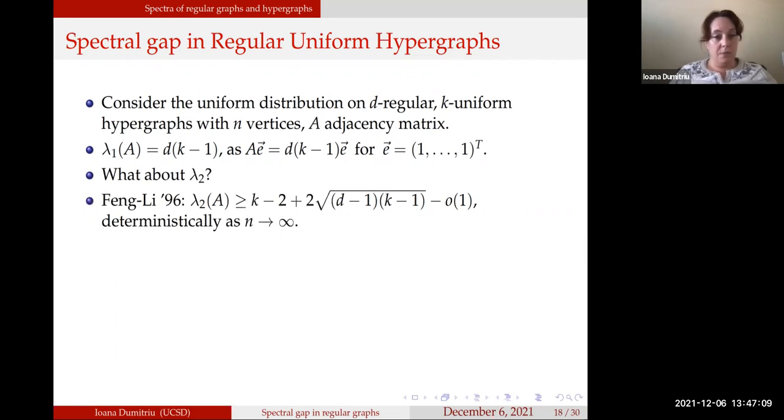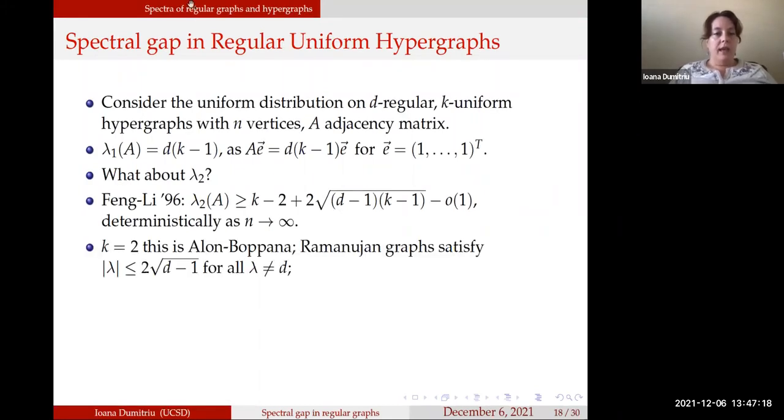And this is something that's been studied. Again, an Alon-Boppana deterministic lower bound was shown by Feng and Li. And for k equals 2, this is exactly the Alon-Boppana lemma for the graph case. And you can think of the Ramanujan graphs, as I mentioned, as graphs that have the second eigenvalue less than or equal to 2 square roots of d minus 1.